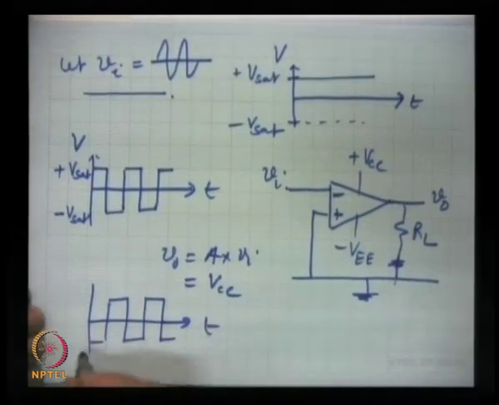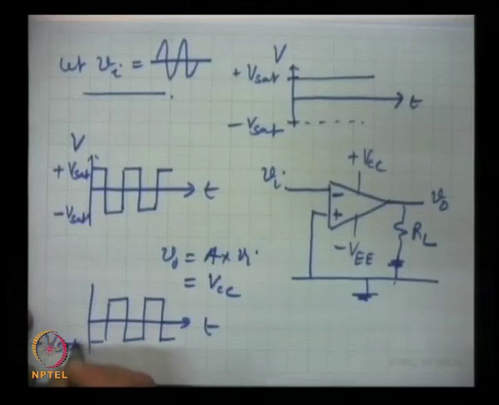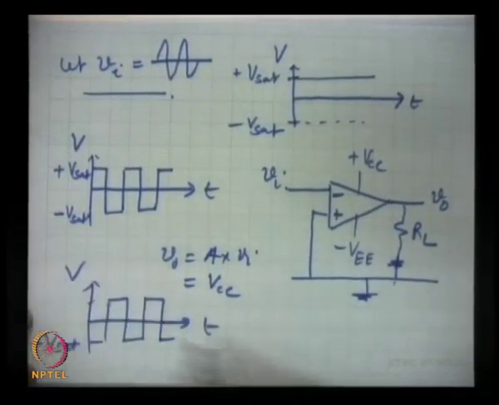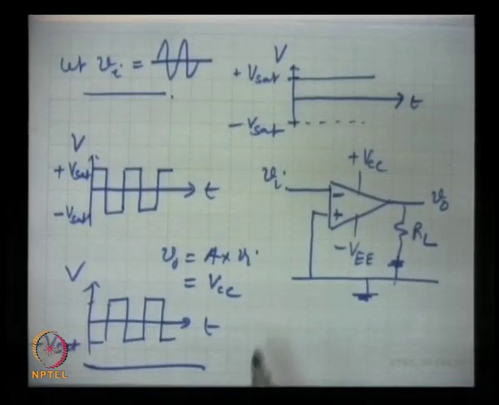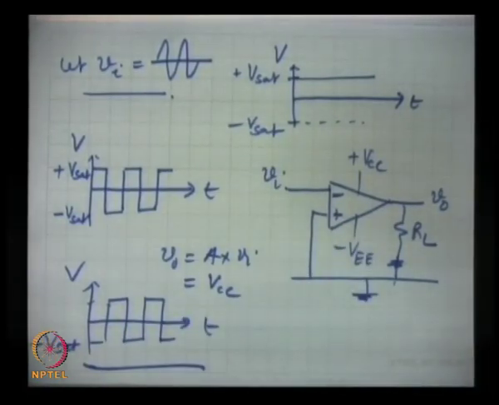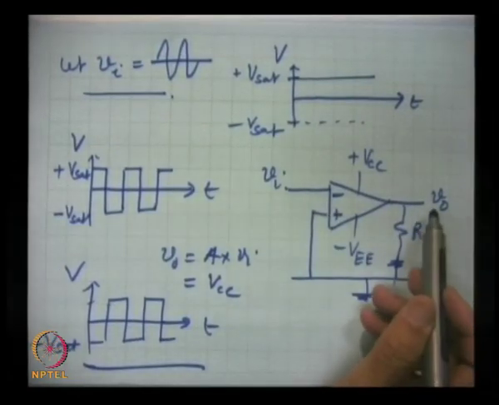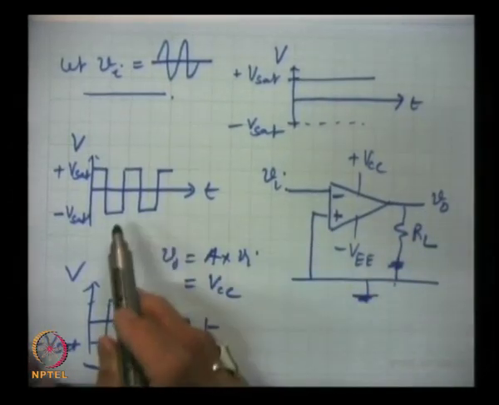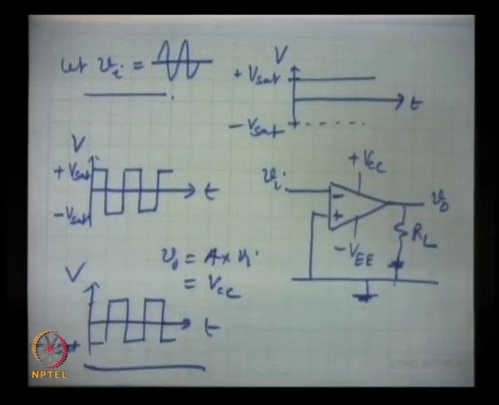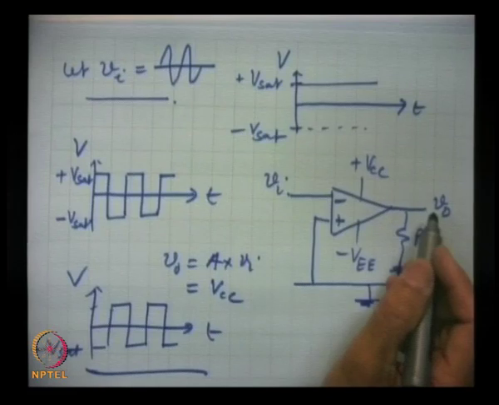This is time, this is minus V set, plus V set, and this is voltage. If we use it as a differential amplifier, then the difference of the two will appear, which normally will saturate, unless the difference is in, say, microvolts. Then of course an amplified signal will appear.